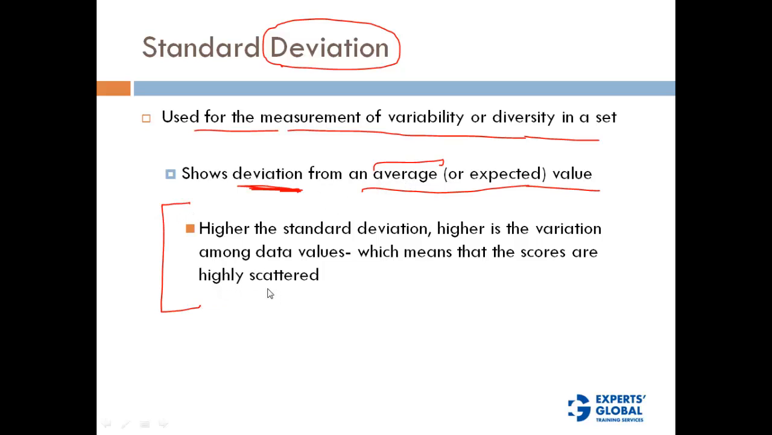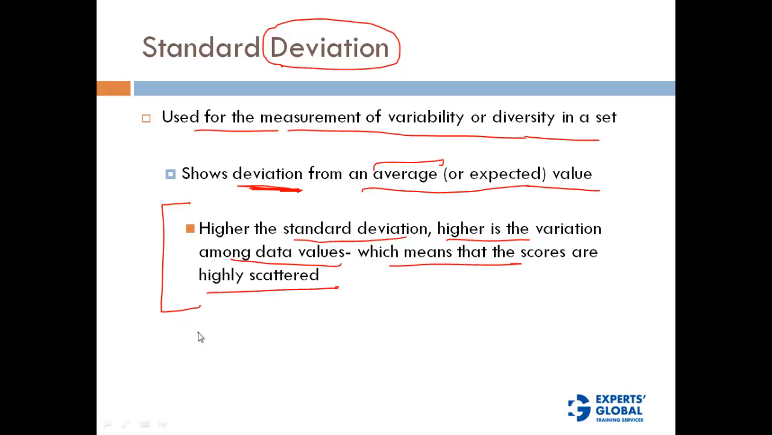Practically what it means is, if you have a high standard deviation, individual values are more likely to be far from the average than in a similar set with a low standard deviation. So the higher the standard deviation, the higher the variation among data values, which means that the scores are highly scattered.